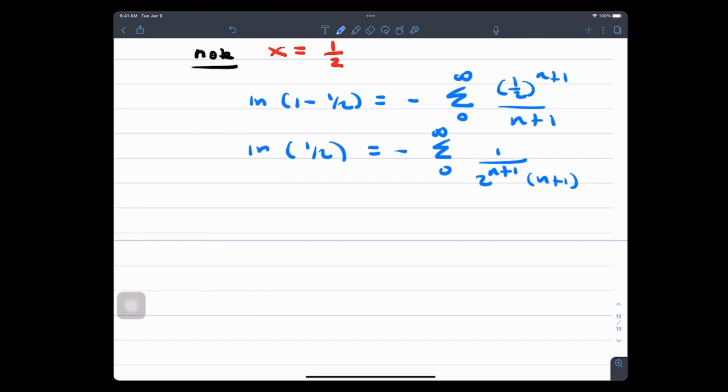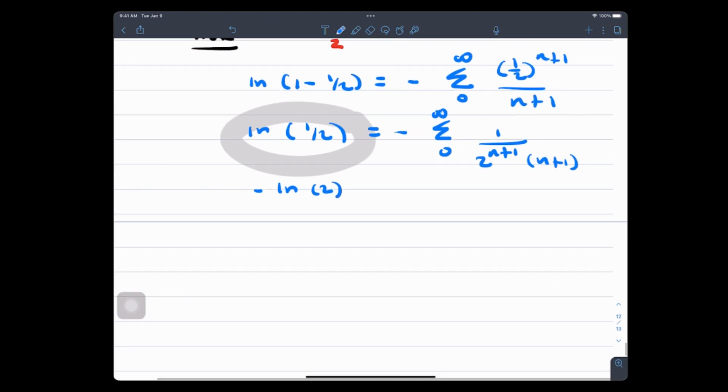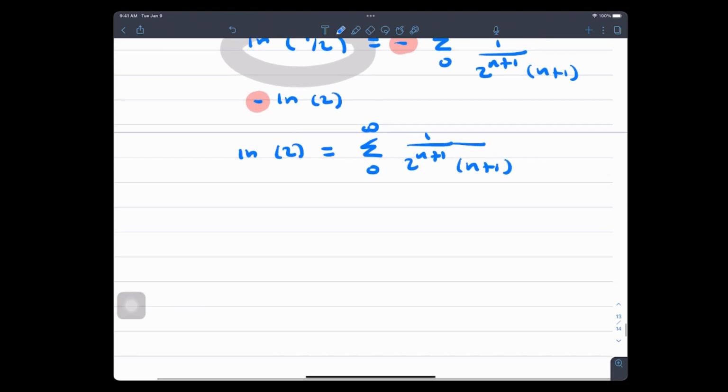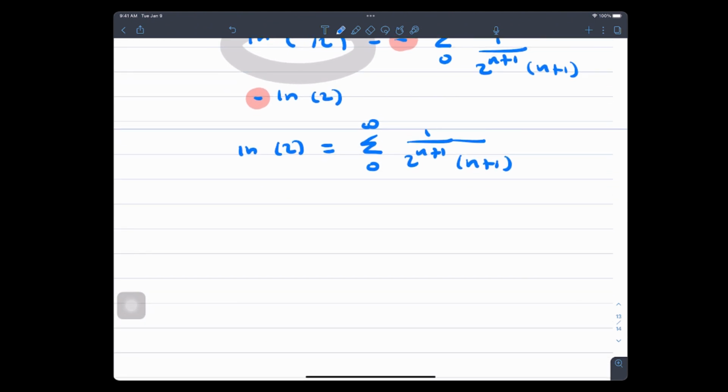And then, let me remind you guys of a little bit of something here. This is minus natural log of 2, because you can write 1/2 as 2 to the minus 1, and then you can use properties of logs. So that implies that the natural log of 2 is going to be actually positive now, because you got a negative and a negative here. The sum from 0 to infinity of 1 over 2 to the n plus 1 times n plus 1. Now, what they sometimes do is they change the index.